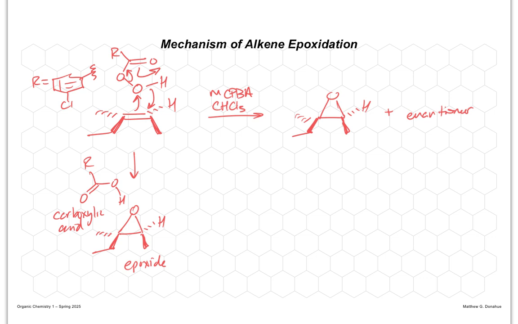So that mechanism shows you that it's a syn addition. It's synchronous because you're forming both CO bonds at the same time. And then it can do it from the other face as well, so that's how it produces the enantiomer. Any questions?